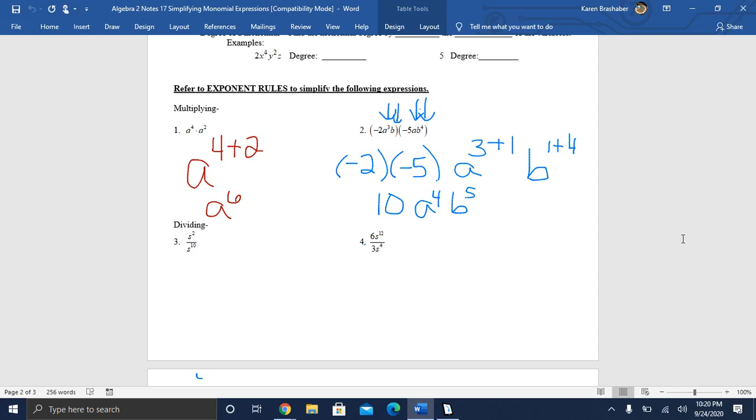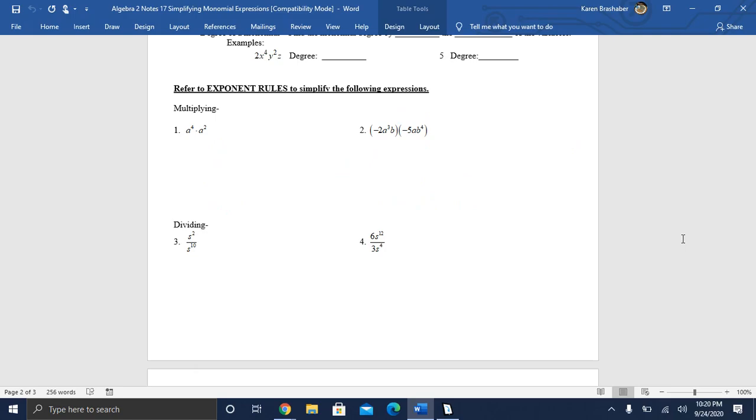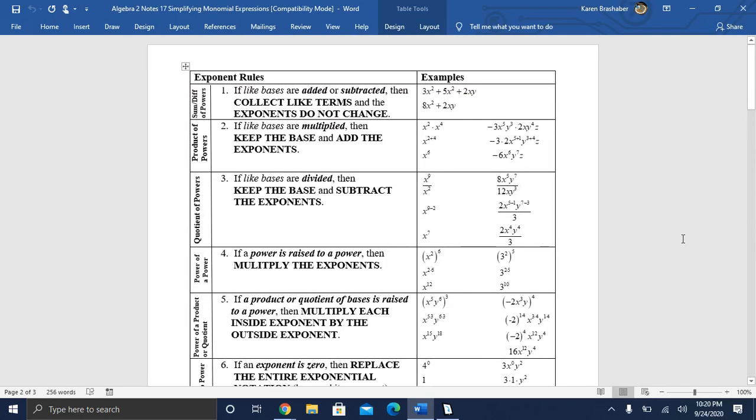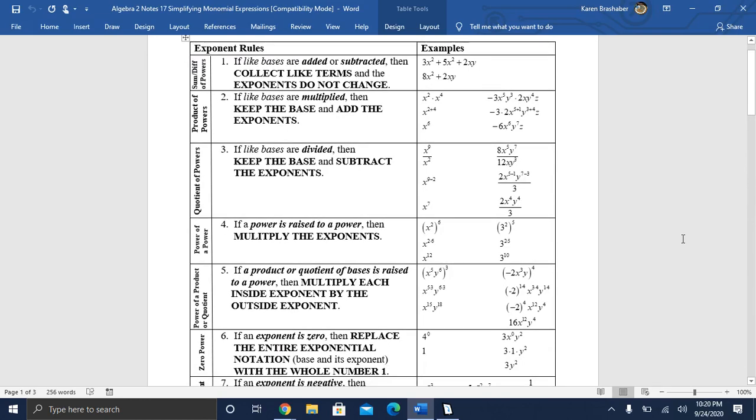So for dividing exponents, and again, I'm going to scroll up and take a look at our rule sheet. For dividing exponents, that's rule number 3. When you get this form, you can look at it. And what the rule says is that you keep the base again, but when you're dividing, the exponents will subtract. So we will subtract the exponents.